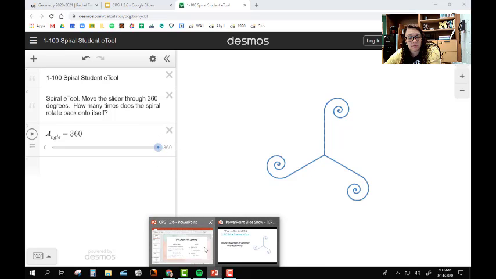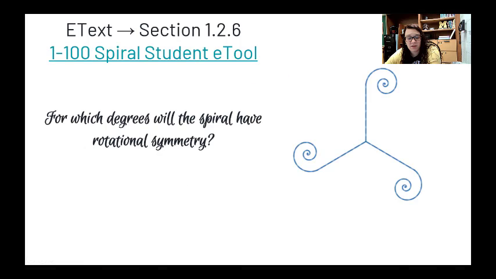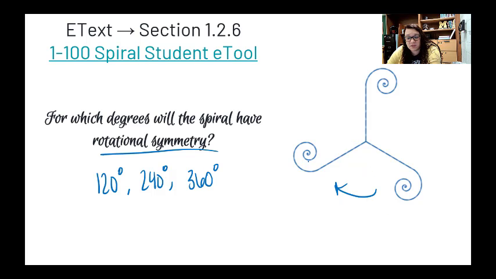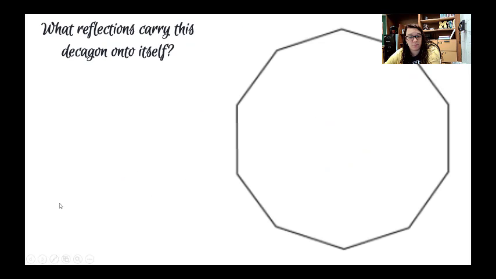So let's notice some things on that. I think I have to go back into percent. There we go. So it was at 120 degrees, 240 degrees, and at 360 degrees it had rotational symmetry because it turned, this piece went onto there, and then this piece went onto there, and onto there. So rotational symmetry is something different to think about.